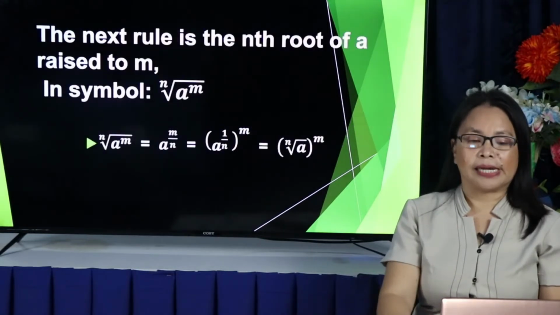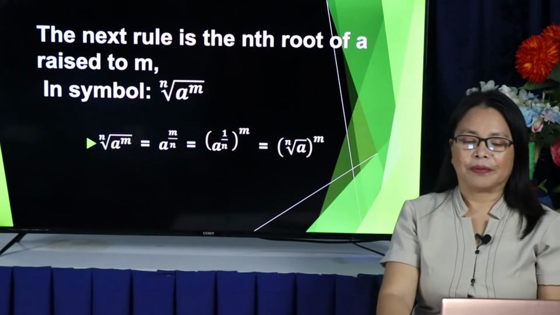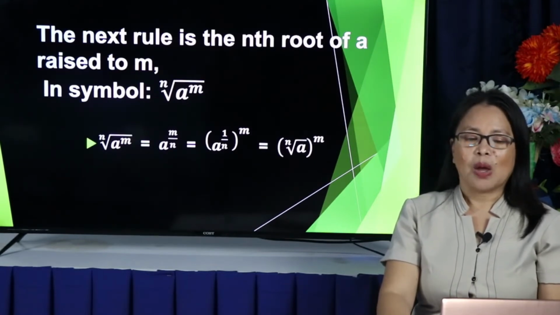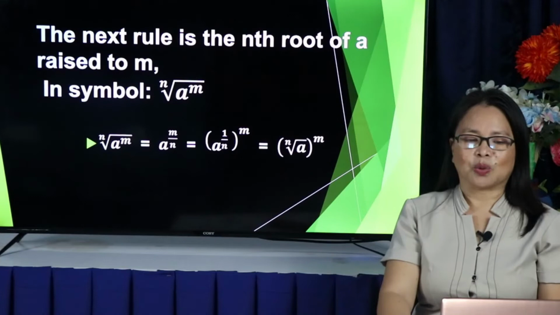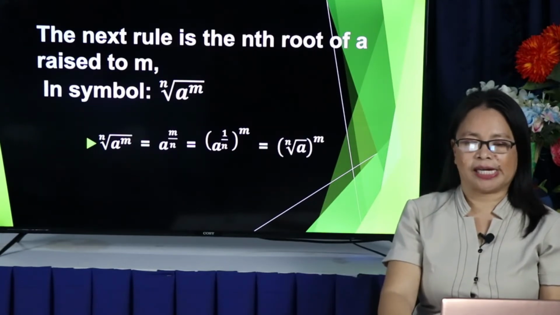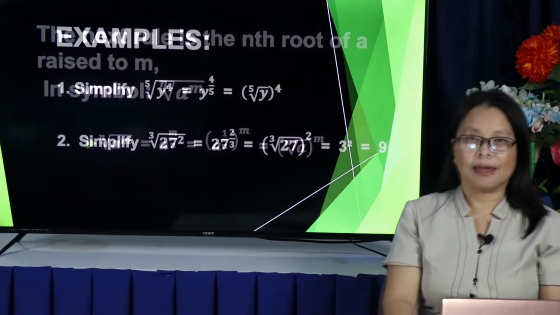The next rule is the nth root of a raised to m. Rewrite the expression to rational exponent, which is equal to a to the power of m over n is equal to quantity a to the power of 1 over n raised to m. Then rewrite again to radical expression, which is quantity the nth root of a raised to the power of m.